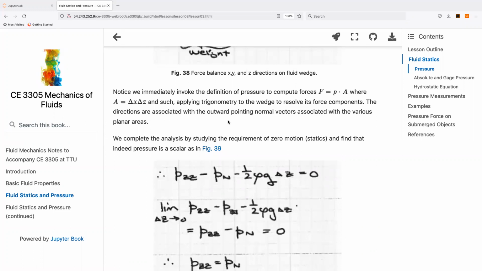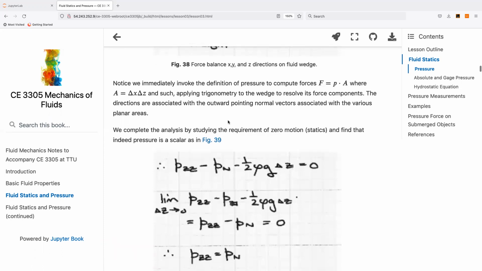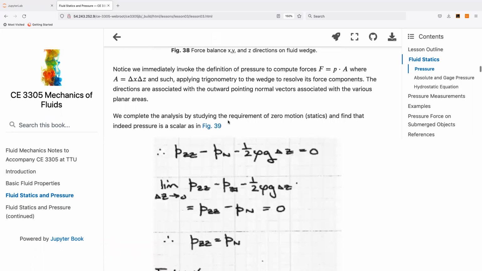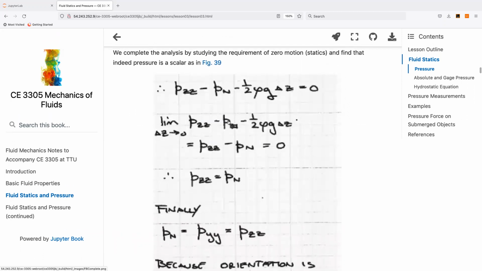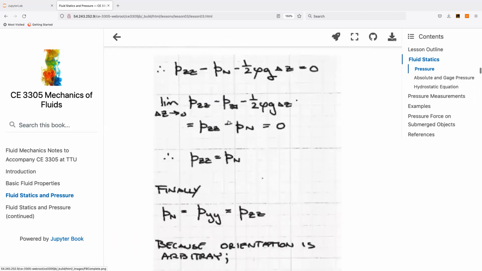Notice we immediately use pressure to compute forces, and we apply trigonometry to the red wedge and resolve the force components. The various directions are associated with the outward pointing normal vectors associated with each of the planes. When we complete the analysis, we get figure 39, which is coming up on the guitar right now. So the z component of pressure minus the normal component minus the gravitational component is equal to 0.